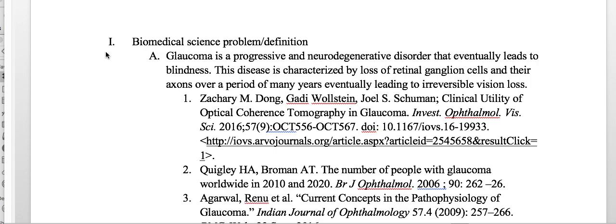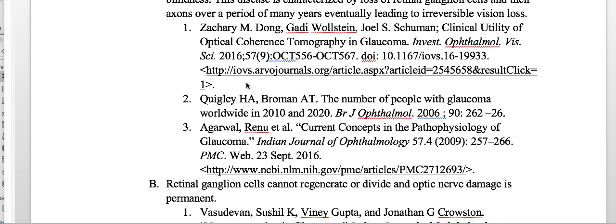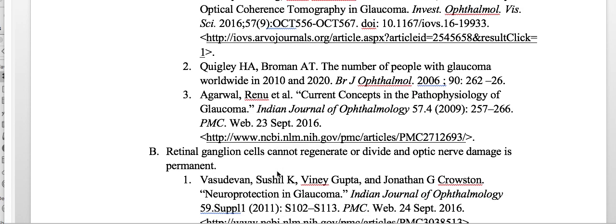And so she's breaking this up into a really nicely organized type of outline here, where we first have the biomedical science problem and definition. And so her major point here is glaucoma is a progressive and neurodegenerative disorder that ultimately leads to blindness and irreversible loss. And then she's looking for and identifying these different primary sources that are out there in the literature. So she's used the resources that she has through the library and so on to help fill this in.